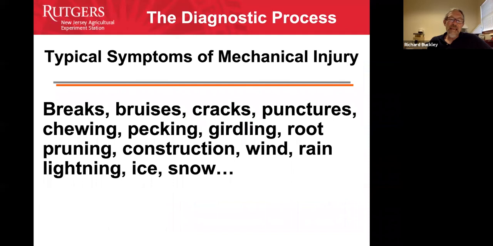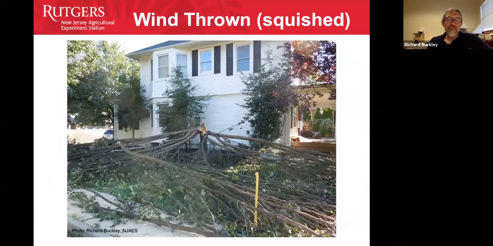Last thing here, mechanical injuries: breaks, bruises, cracks, punctures. I love this picture. That's a pear. It's one of the reasons why you don't want to plant pears. There's a guy, David Coyle, always posting on Twitter about, cut down your pear and we'll give you another tree to replace it or something that way. This was Hurricane Irene. It literally destroyed the whole plant, right? Snow, winds, whatever, you'll break.